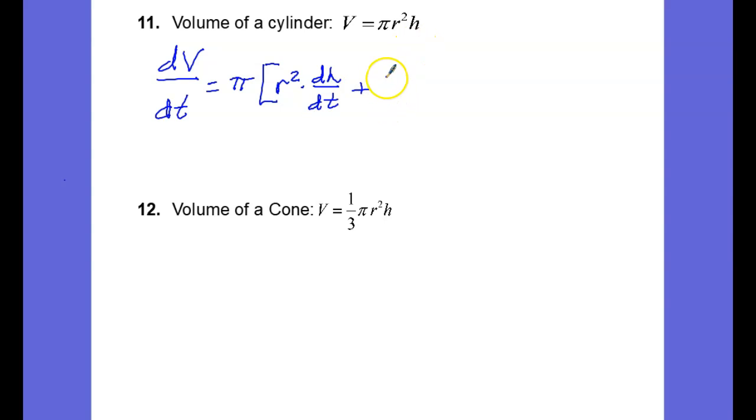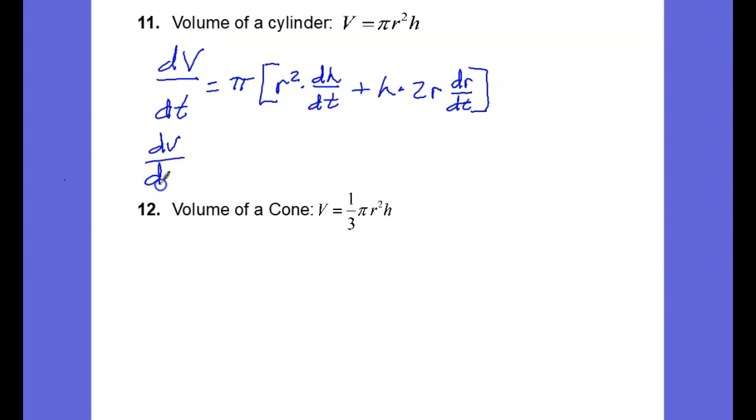In number 11, we have the volume of a cylinder. And again, we're going to use the product rule to differentiate, as we have radius and height, both of which could be changing as a function of time. So we'll write dV/dt is equal to, and we'll factor the pi out since it's a constant, and differentiate the first, r squared, times the derivative of the second. So the derivative of h is going to be dh/dt, plus the second, h, times the derivative of the first, r squared, which is 2r times dr/dt via the chain rule.